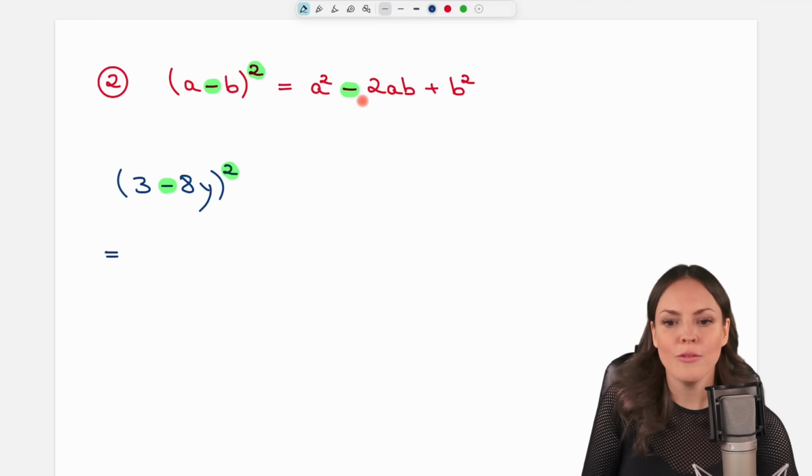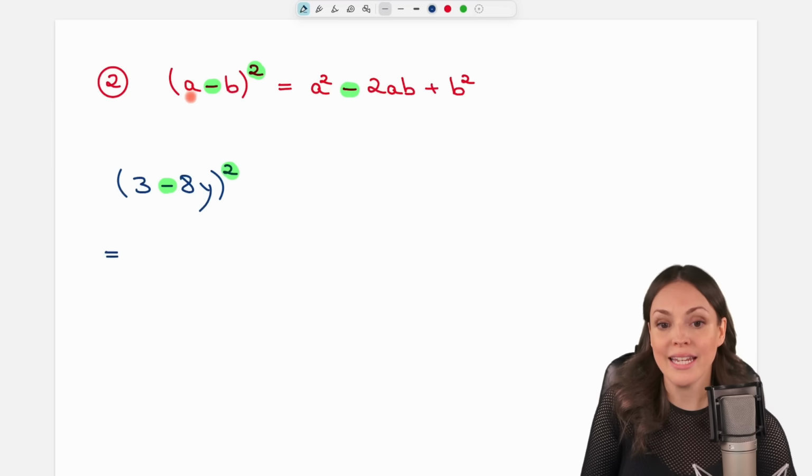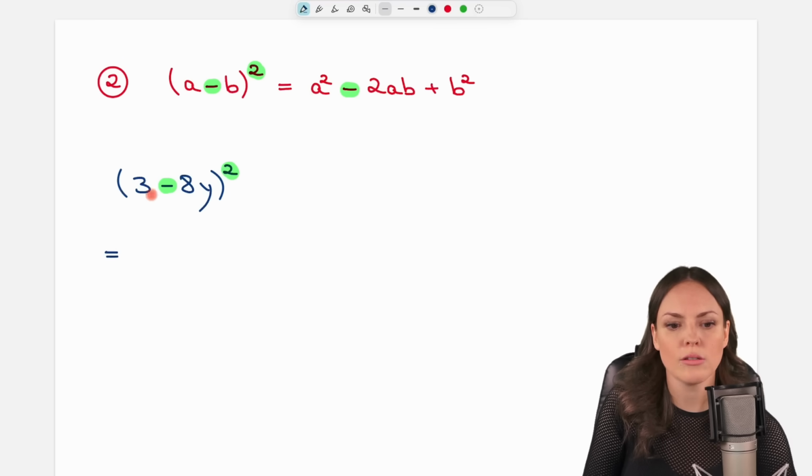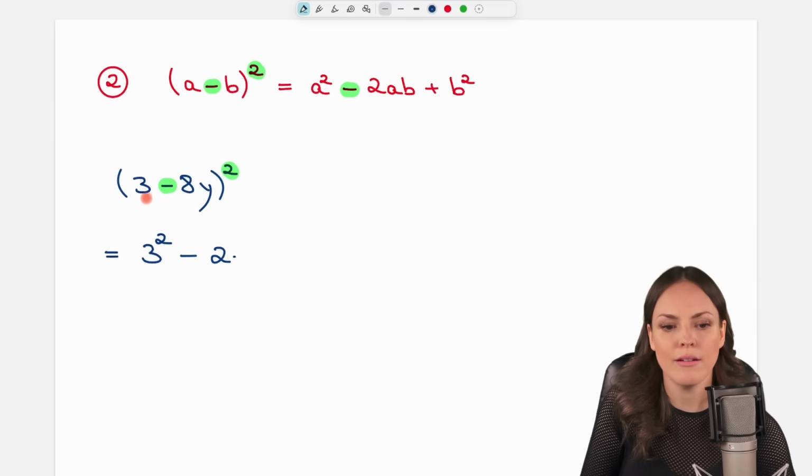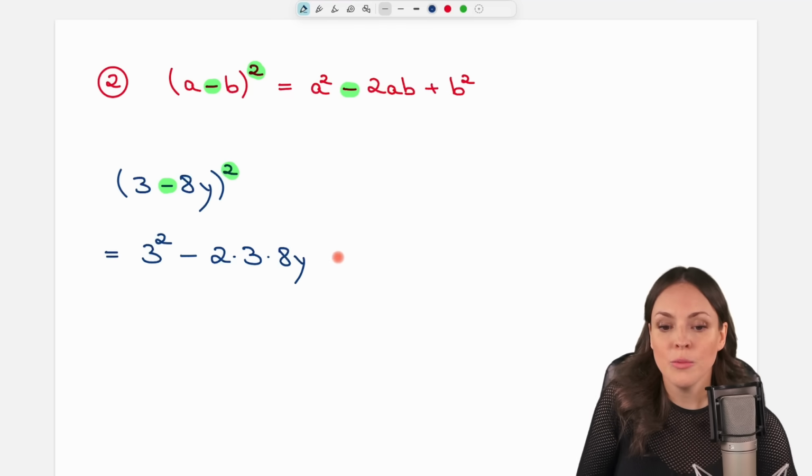Okay, let's apply the formula. Same thing. Everything before the minus is my A, everything after the minus is my B. So take everything before your minus and square this thing. This time it's the 3. So we take the 3 and square this thing. Then we have the minus. 2 times A times B. So in our case, 2 times everything before the minus, which is just the 3, times everything after the minus, which is 8y this time. Then we have the plus, and then the last part gets squared.